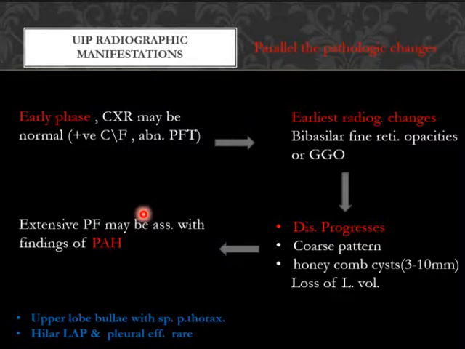Radiological manifestation. In the early stage, chest X-ray may be normal, despite positive clinical features and abnormal pulmonary function tests. Early radiological changes are fine reticular opacity with ground glass opacity. As the disease progresses, the fine reticular opacity becomes coarse, and we may see honeycomb cysts with loss of lung volume. Extensive pulmonary fibrosis may be associated with findings of pulmonary arterial hypertension, secondarily.